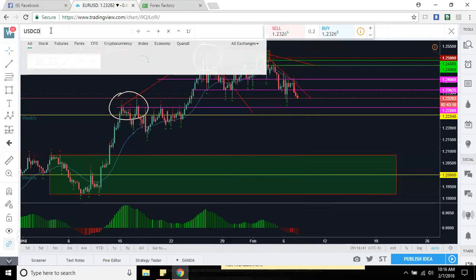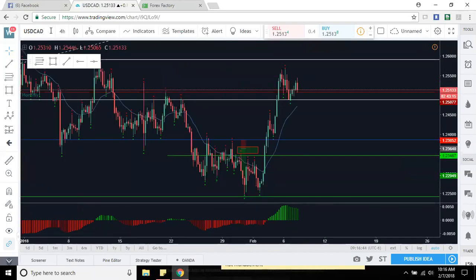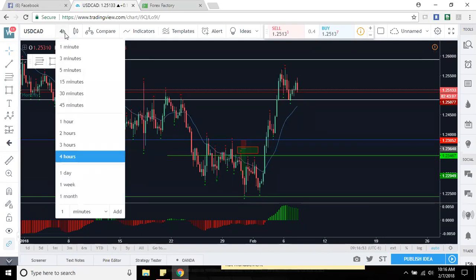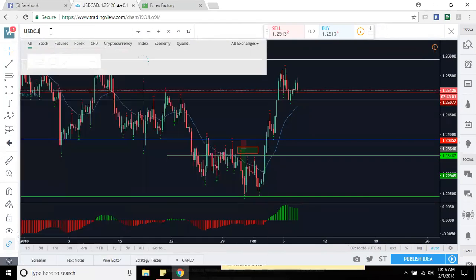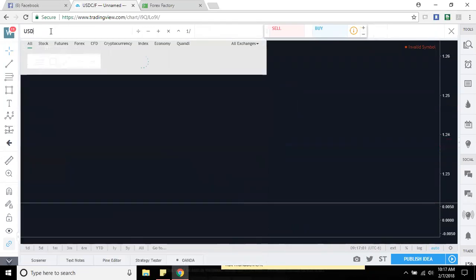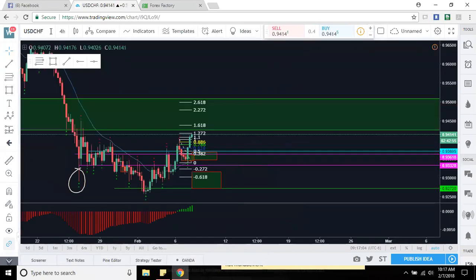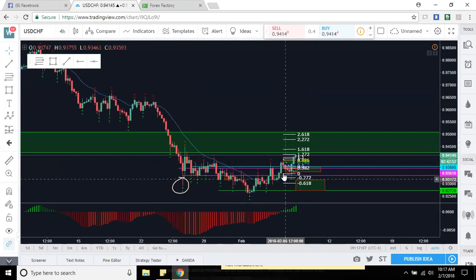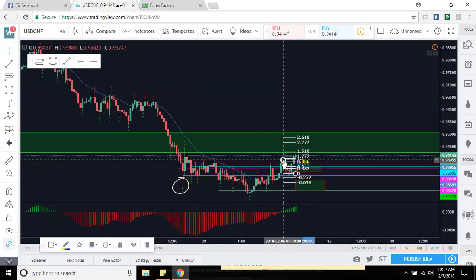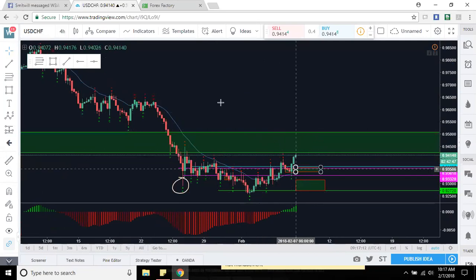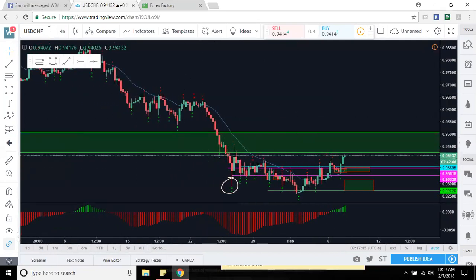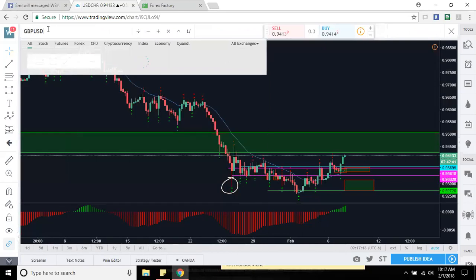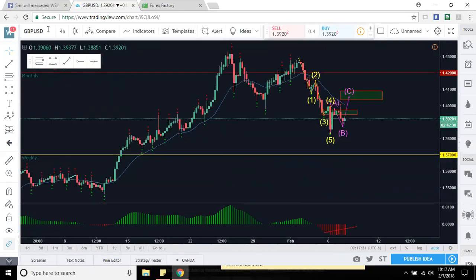What else did we look at? Did we look at UCAD? No, we didn't. We looked at UCHF. I said I had it bullish still a little bit. Wanted to see a pullback. We may or may not see a pullback, guys. I'm just letting you know. And GU. That's what we're looking at.